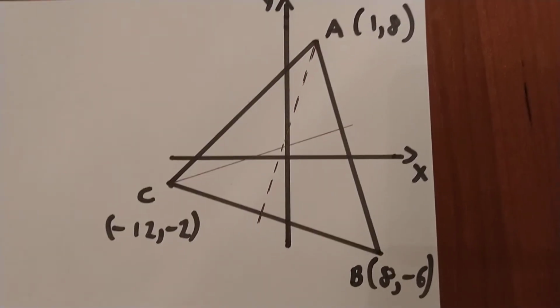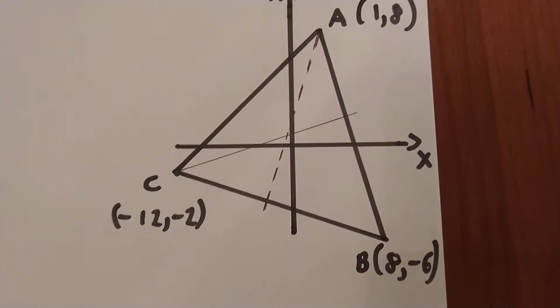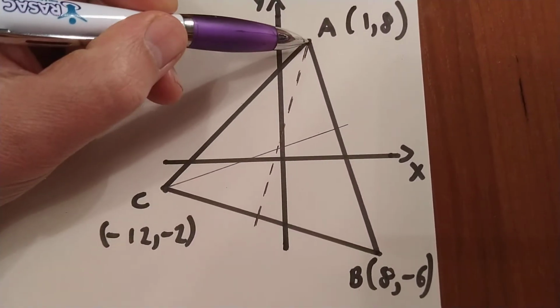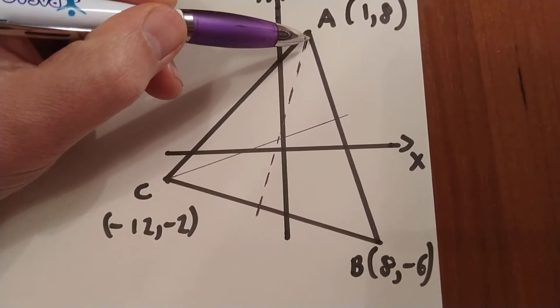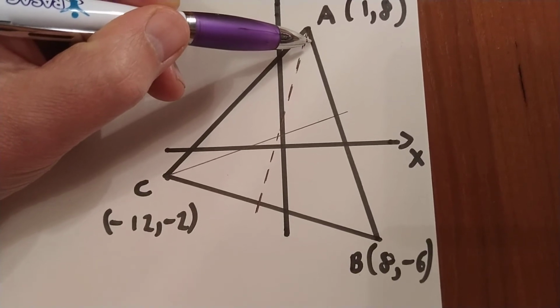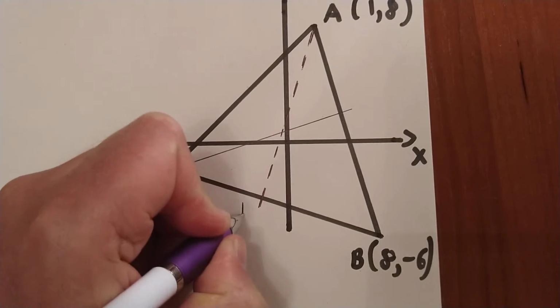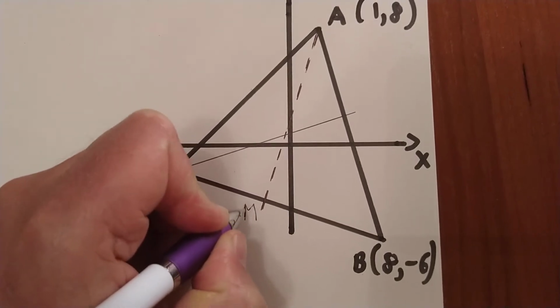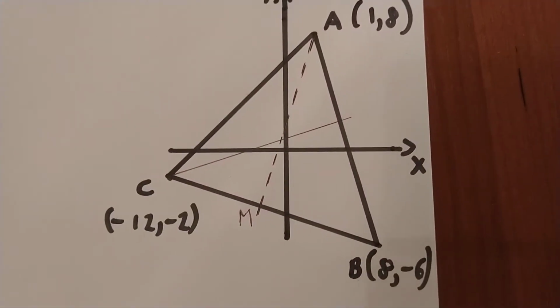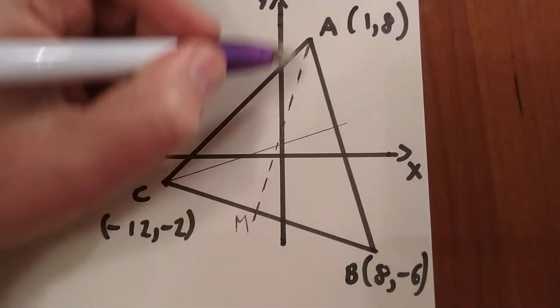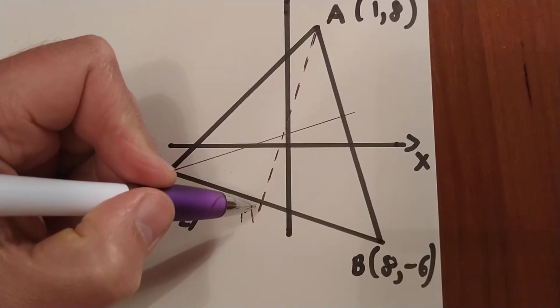And so, let's start with the median. A median goes from one corner of a triangle, one vertex, to the midpoint of the opposite side. So this down here is our midpoint. I'll put a capital M in there to get that. Two things for the equation of the line: gradient and a point on the line.